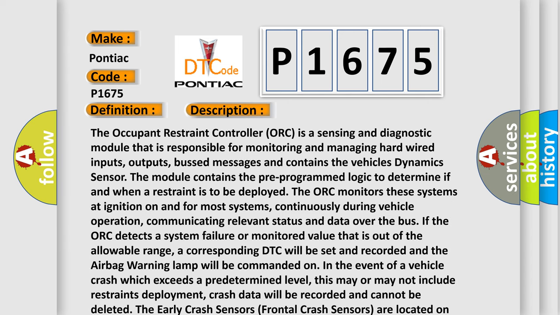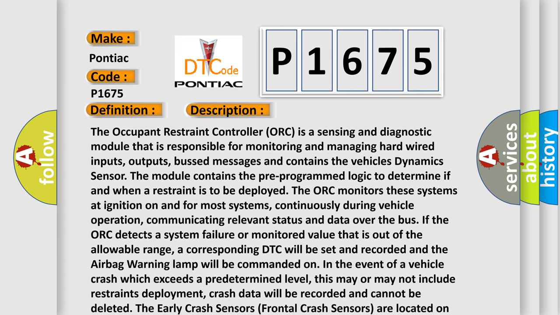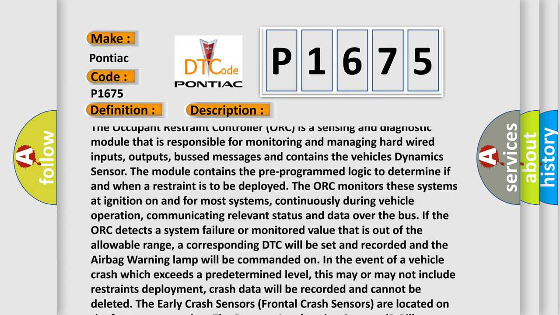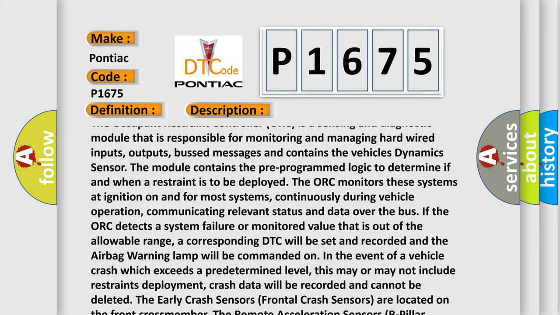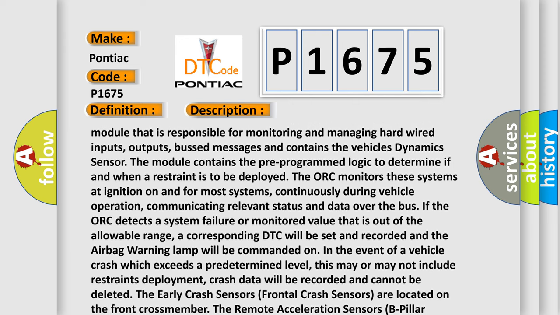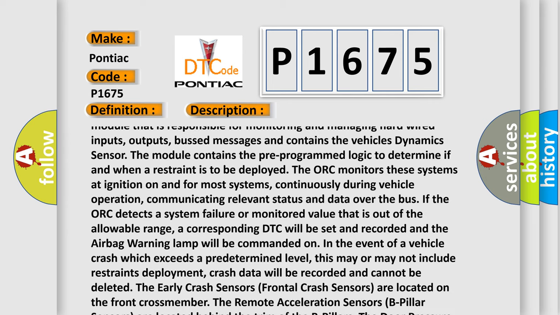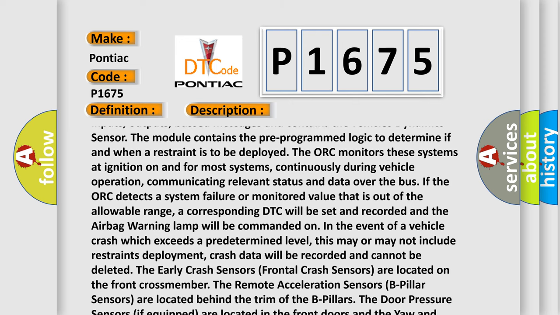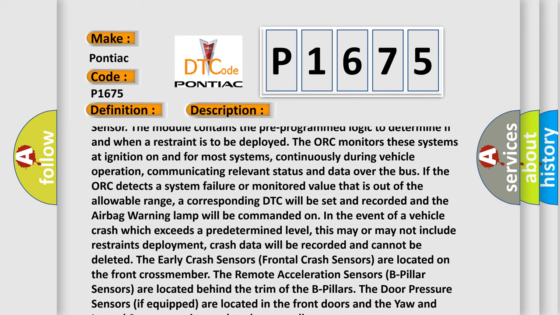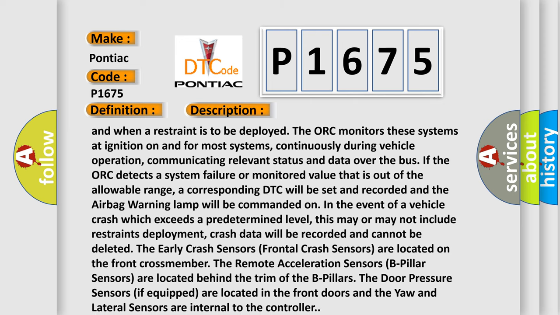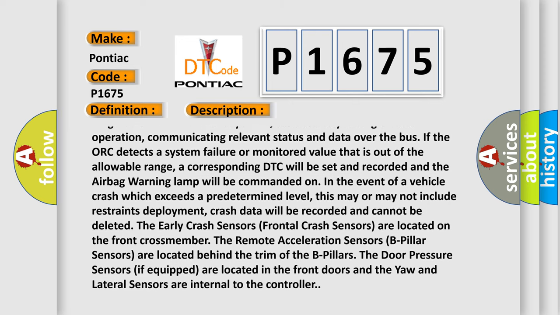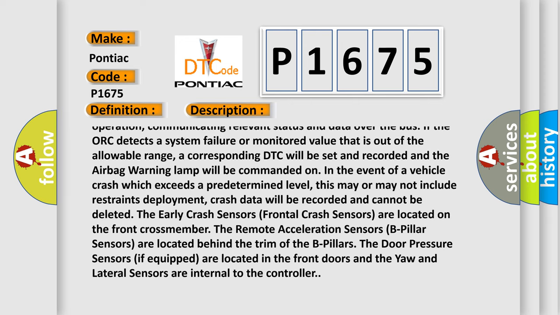The Occupant Restraint Controller, ORC, is a sensing and diagnostic module that is responsible for monitoring and managing hardwired inputs, outputs, bus messages, and contains the vehicle's dynamic sensor. The module contains the pre-programmed logic to determine if and when a restraint is to be deployed. The ORC monitors these systems at ignition on and for most systems, continuously during vehicle operation, communicating relevant status and data over the bus. If the ORC detects a system failure or monitored value that is out of the allowable range, a corresponding DTC will be set and recorded, and the airbag warning lamp will be commanded on.